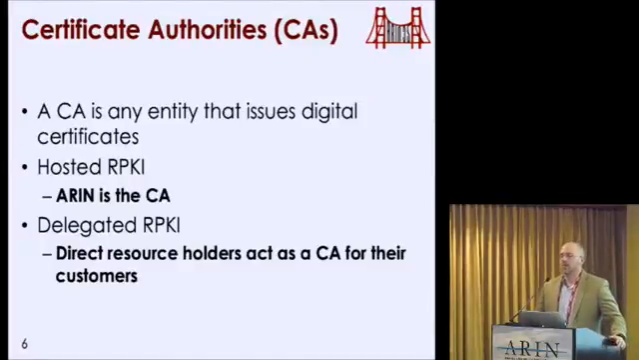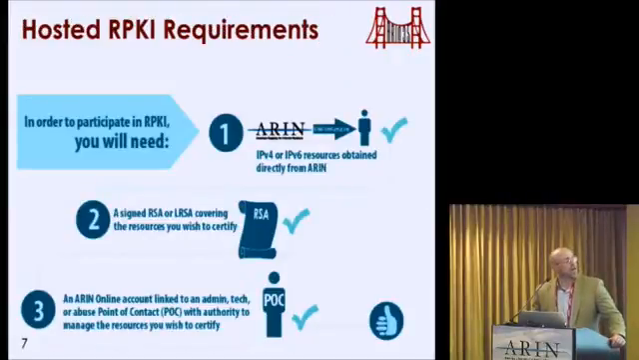There really is a lot to do when you're running a CA, and so that's why all of the RIRs have taken that responsibility on, if the customers want it. For ARIN, if you want a hosted CA, if you want to be part of the hosted RPKI, you have to have resources, either IPv4 or IPv6 resources. Those resources have to be covered by an RSA or an LRSA, and you also have to have an ARIN Online account with POCs, admin and tech POCs linked to the organization that holds the resources.